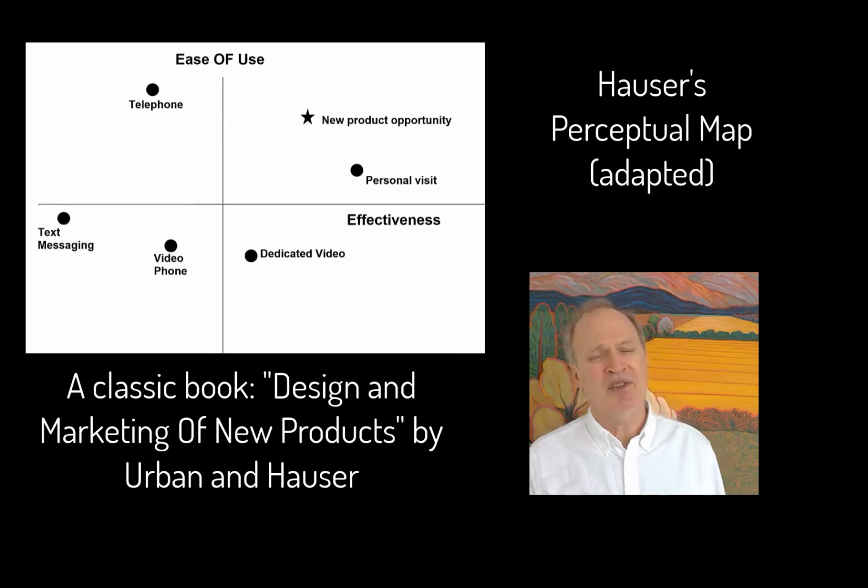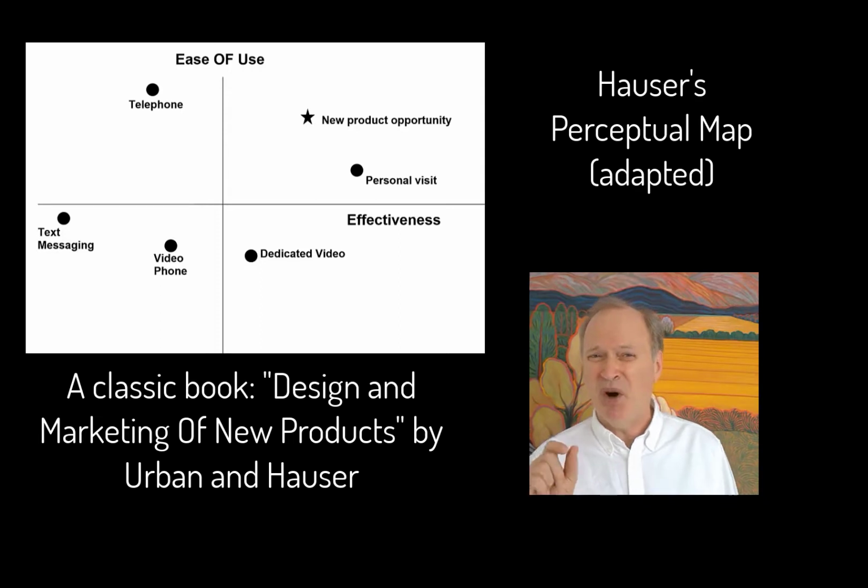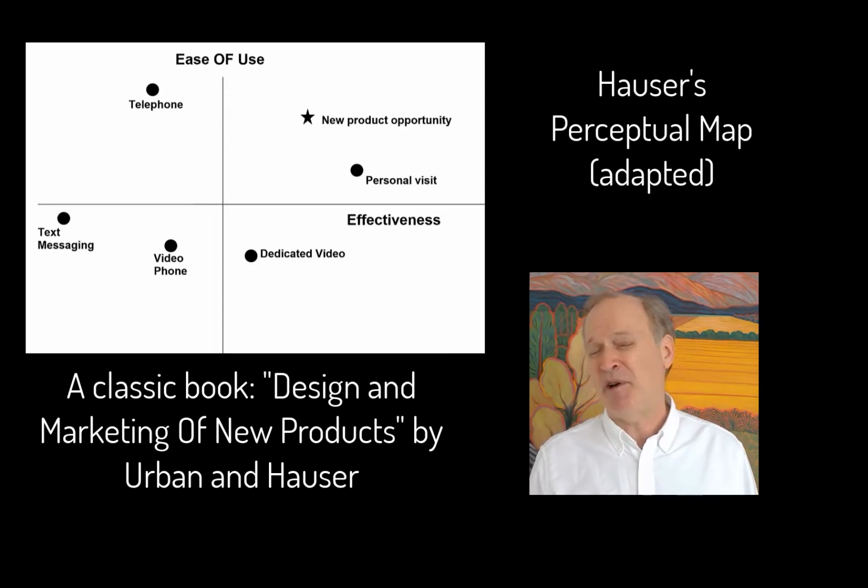Now, what do you notice here is that personal visit is not only easier to use than the video telephone, but it's also vastly more effective. The video telephone is only marginally more effective than a regular telephone. In fact, probably statistically, they're equivalent. This is fantastic news for AT&T because now they're not going to waste another $100 million on this crazy video phone idea. This product sucks.